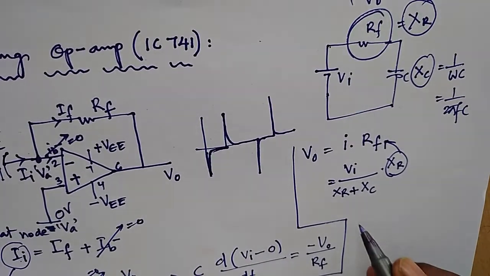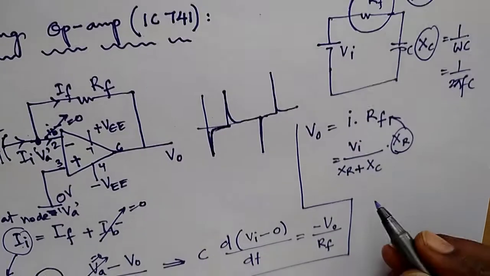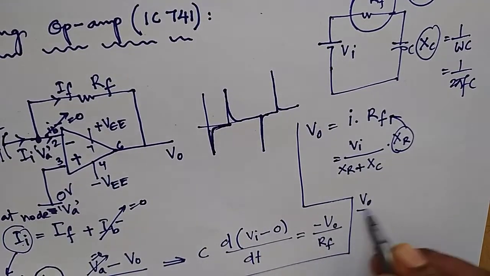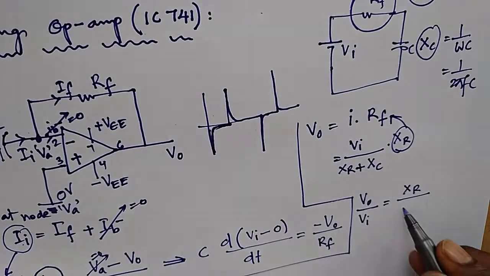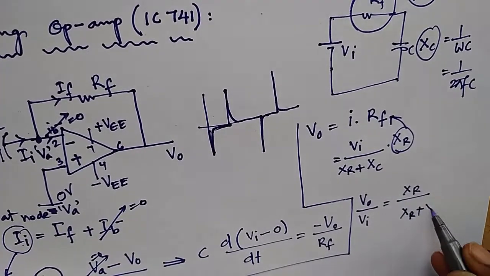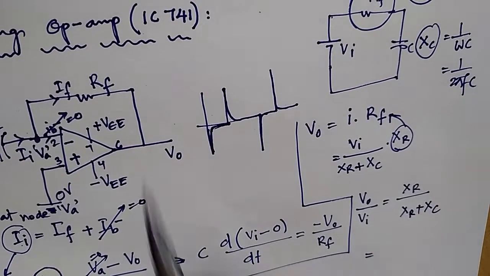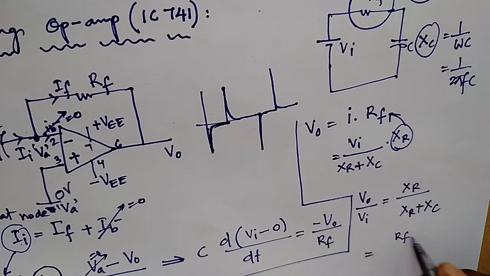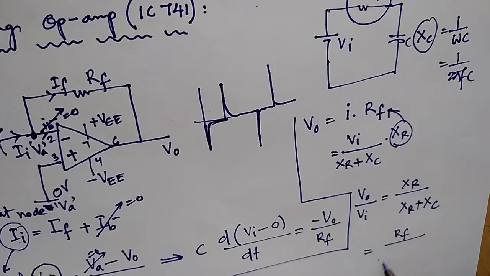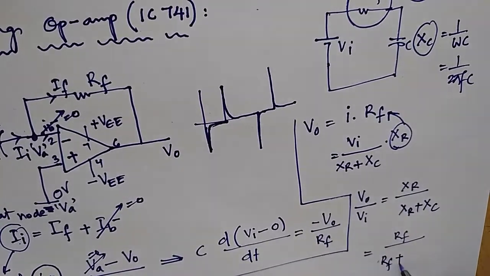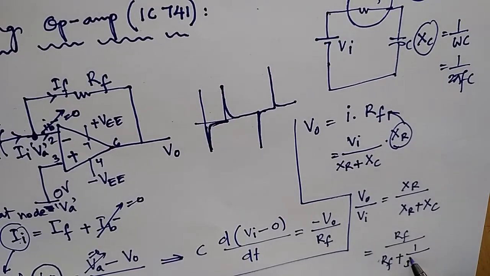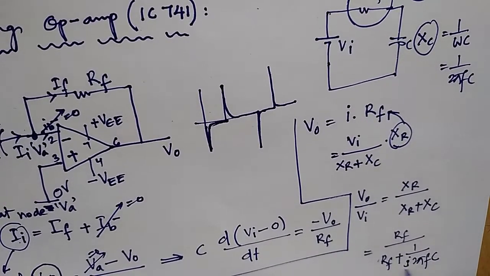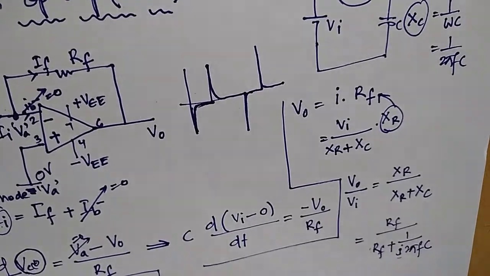Okay. So now you can find that the value V0 by Vi is equal to XR by XR plus XC, where the XR value is RF, the feedback resistance, and simply you can take RF plus XC, where XC is 1 by j 2 pi f C. That is the meaning in terms of the imaginary function.